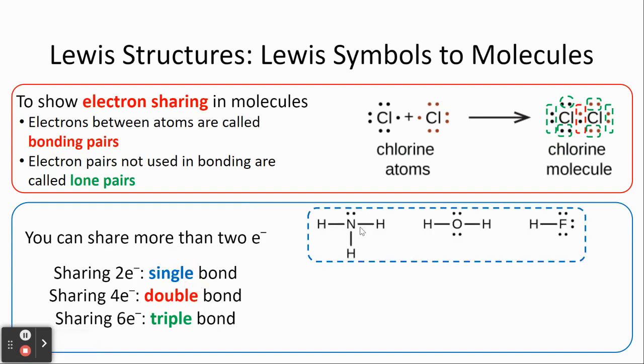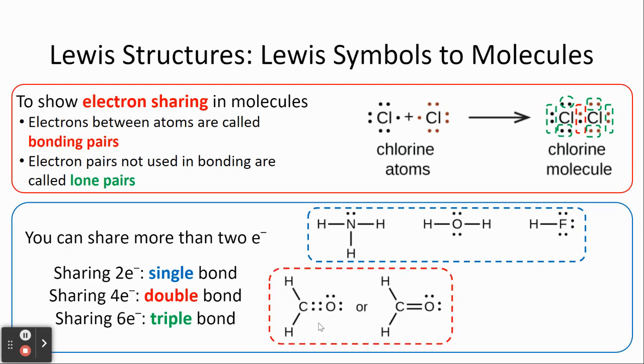Single bonds contain two electrons being shared between atoms, and we would designate it with a single line. So this represents a pair of electrons being shared between nitrogen and hydrogen, or a pair of electrons being shared between oxygen and hydrogen, or a pair of electrons being shared between hydrogen and fluorine.